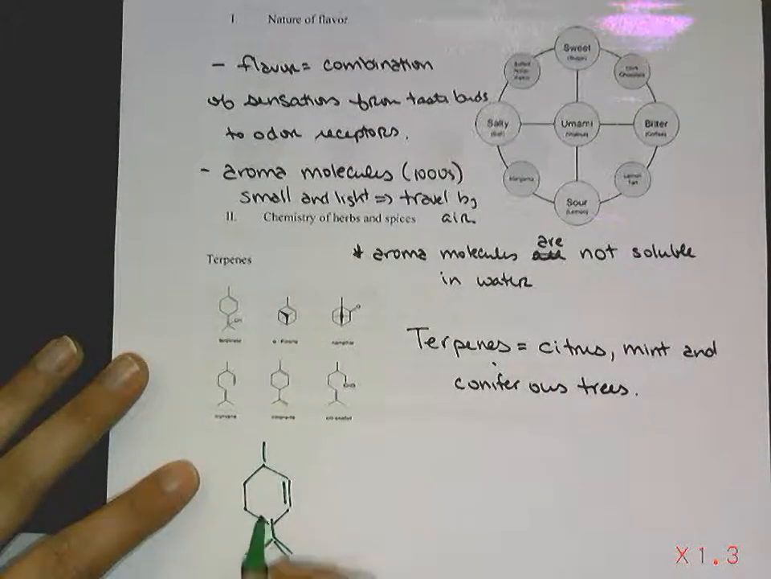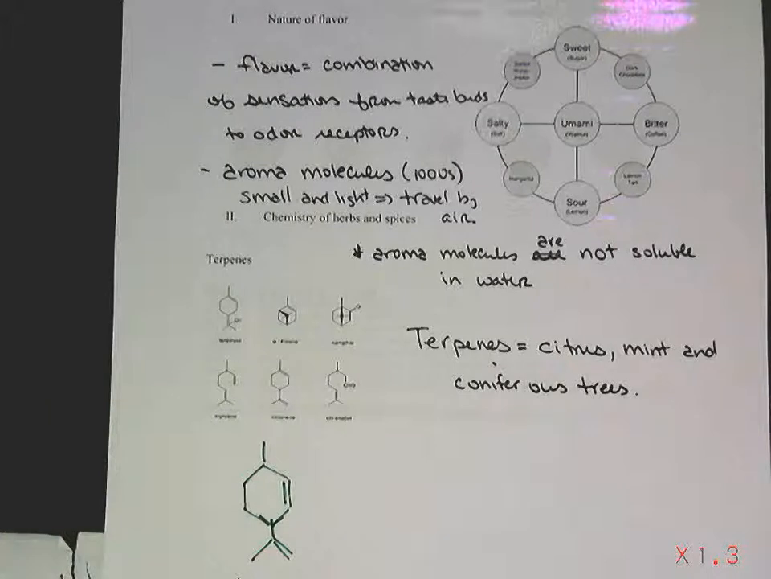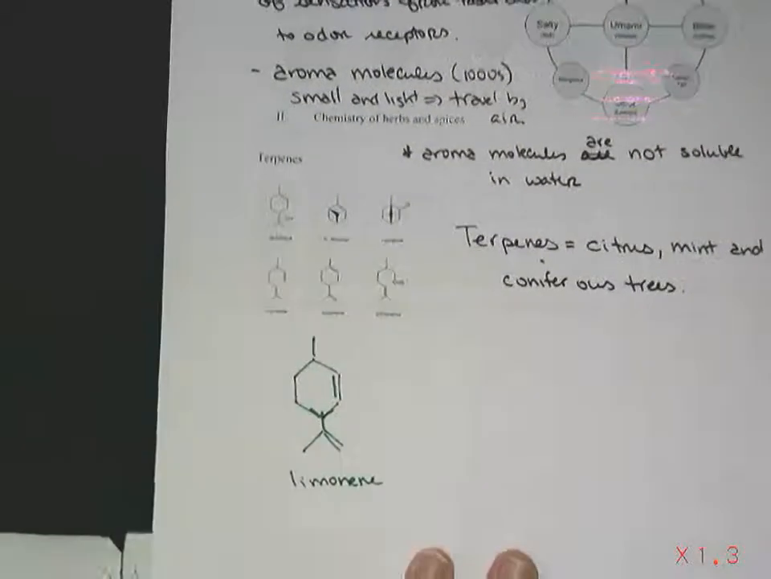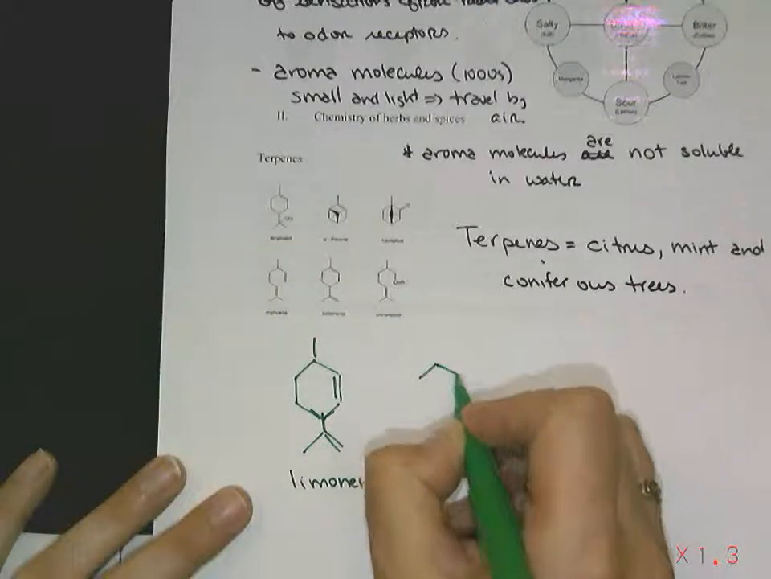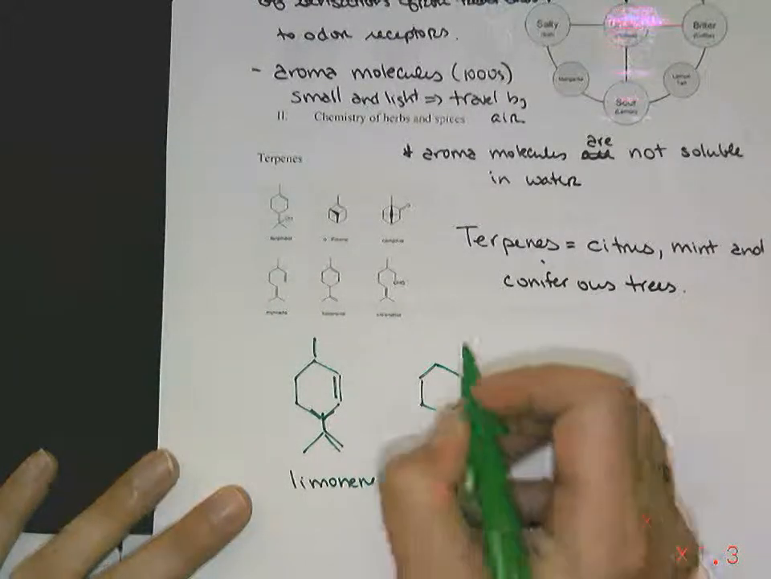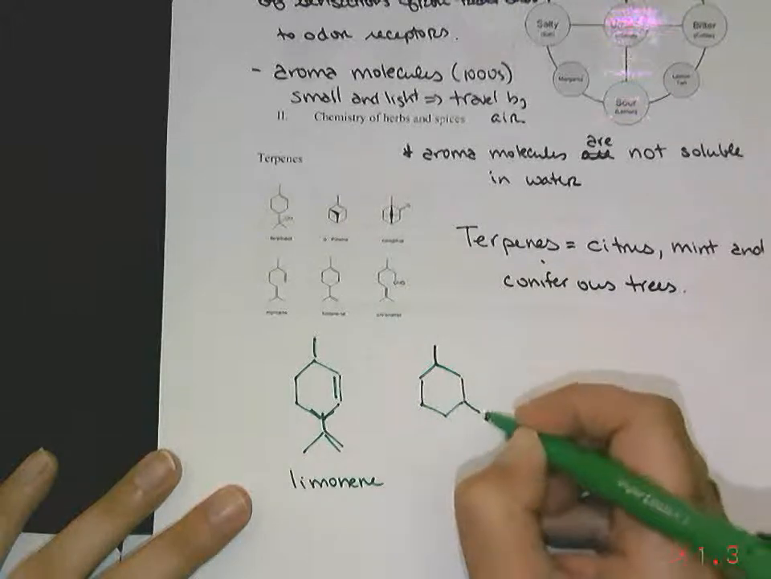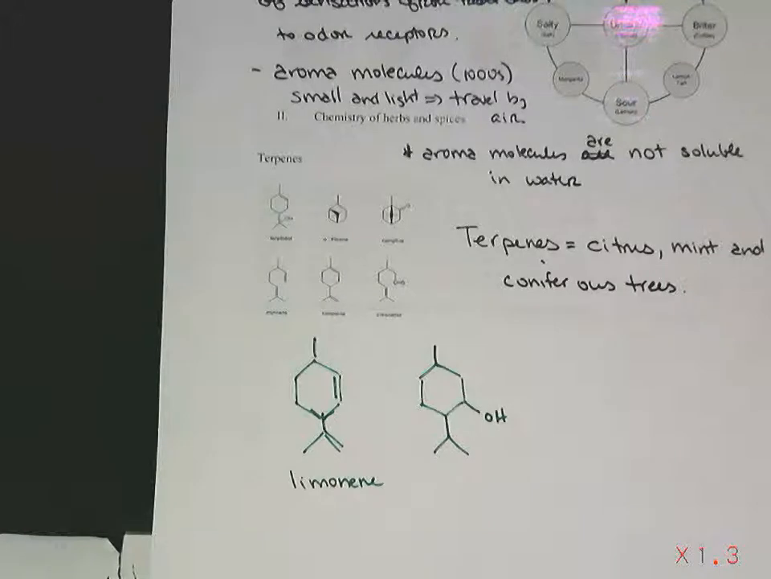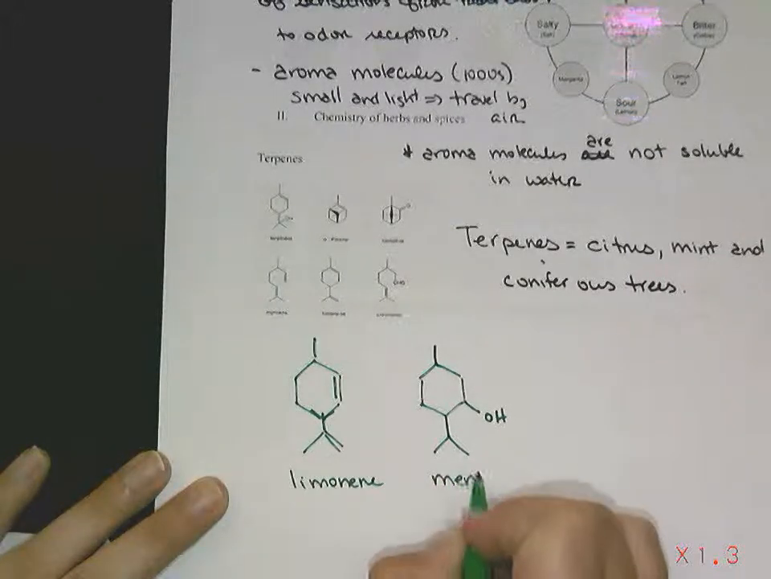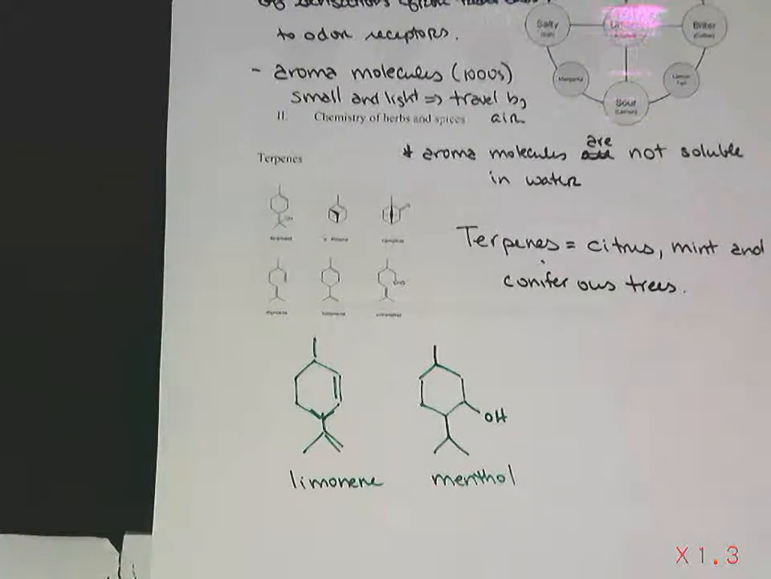This guy is limonene. Limonene is the thing that gives flavor to lemons and other lemony fruit. Another terpene that is important, which looks very similar, which is why they all belong to the same family, is menthol. That's the mint flavor.